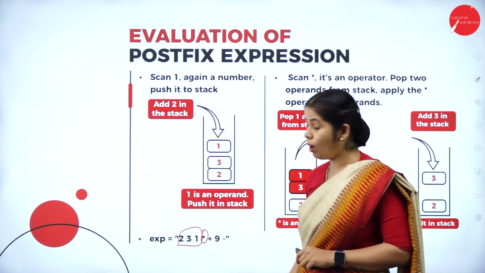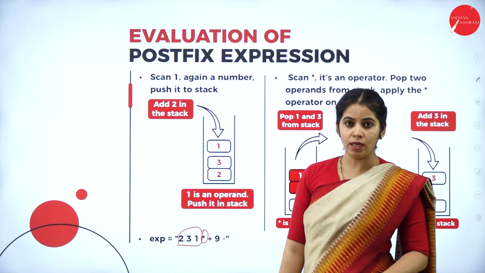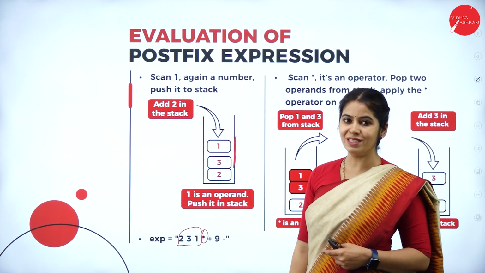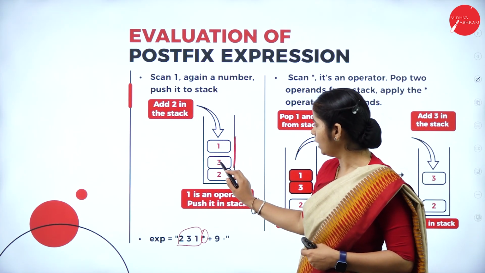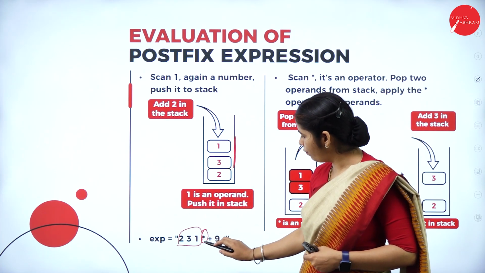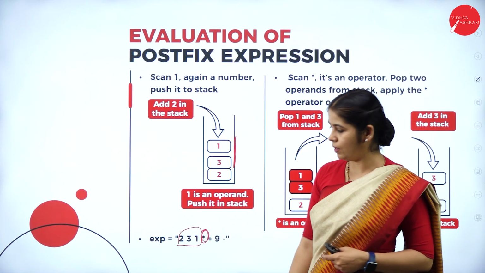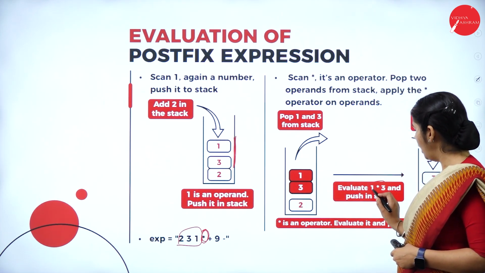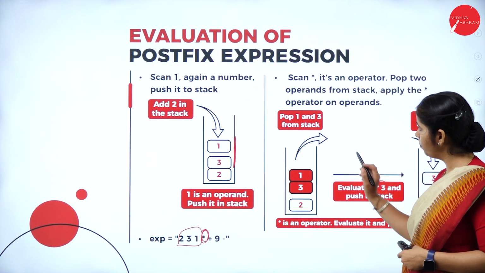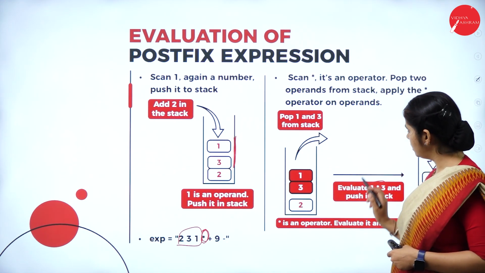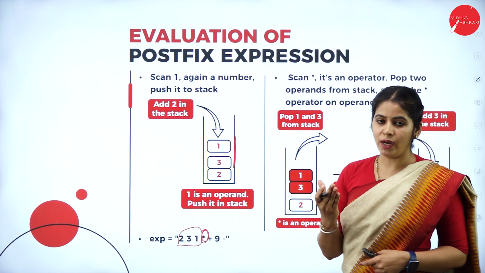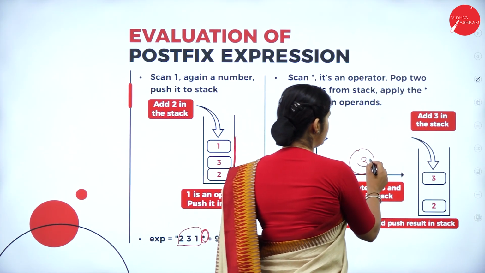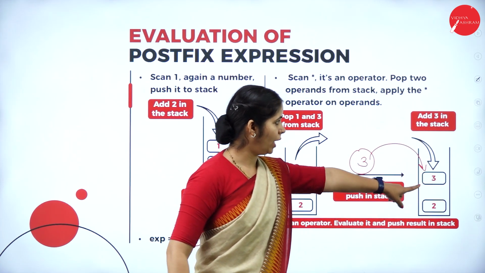Now what happens? An operator arrives. Whenever an operator arrives, what do we have to do? We have to pop the top 2 elements of the stack. What are the top 2 elements? 3 and 1, and perform this particular operation, that is multiplication. Pop 1 and 3 from the stack and evaluate 1 into 3. What is 1 into 3? The result will be 3. This result has to be pushed into the stack again.